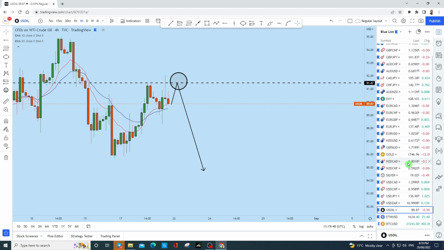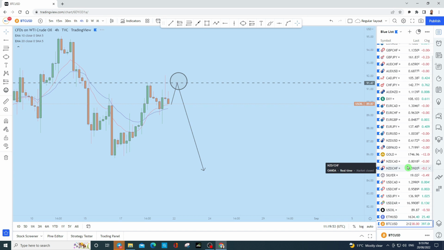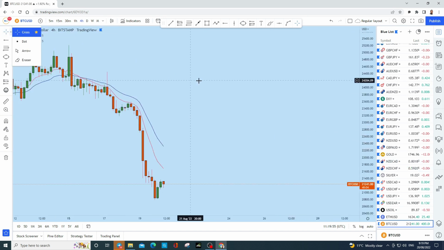Now let's look at Ethereum USD and BTCUSD, the cryptocurrencies. Then we'll look at the indices next. So first of all, let's look at BTC, Bitcoin, and how it is doing.